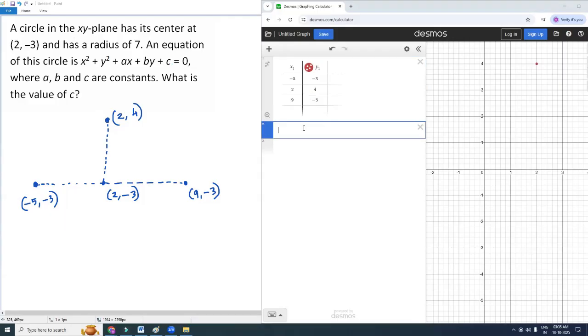Okay, now let me give the equation as input. That is x subscript 1, and it has to be squared. Then + y subscript 1, it has to be squared. + a times x1, + b times y1, + c, then we have to take the tilde sign 0. Okay, here I got the values of a, b, and c over here. So our aim is to get the value of c. The value of c is -36.